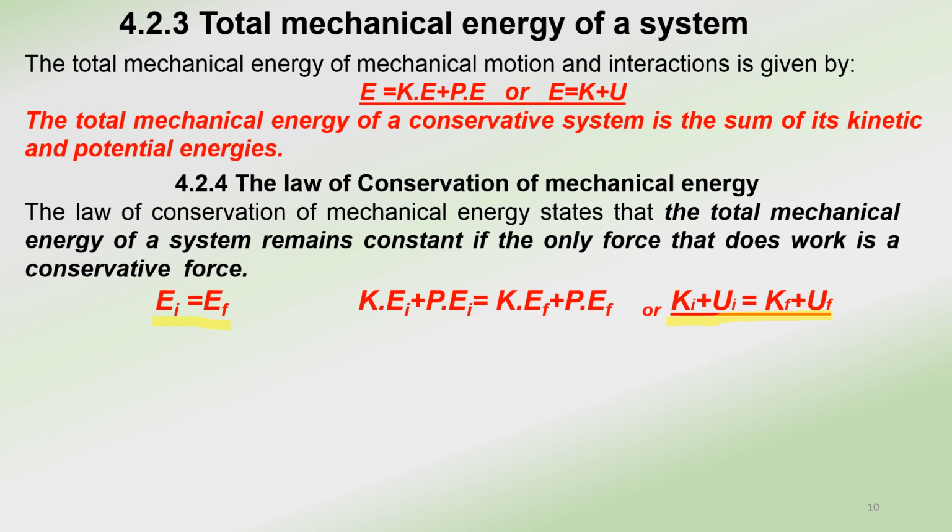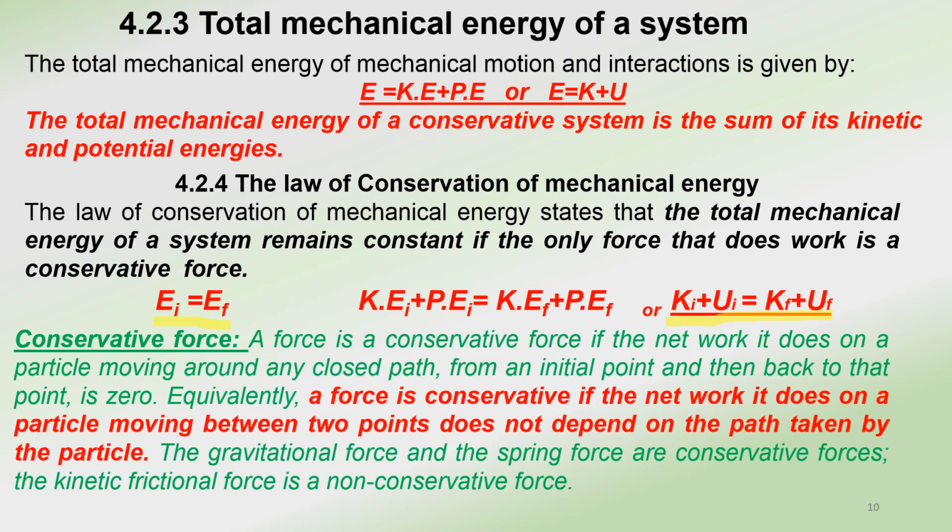And here we may define what a conservative force is. A conservative force is a force that does work which doesn't depend on the path taken by the particle. Here, the gravitational force and the spring force are examples of conservative forces. That is the reason why we calculated the gravitational potential energy, and it is the one used in this formula for the law of conservation of mechanical energy.